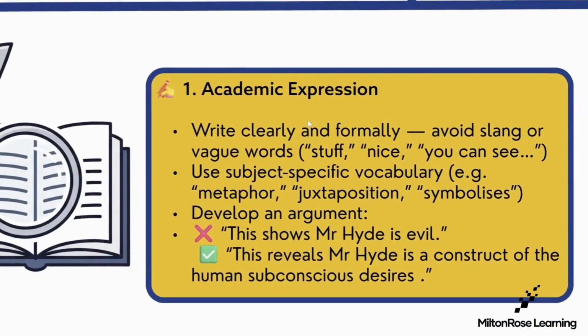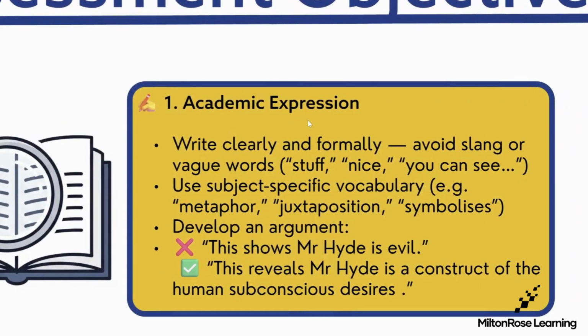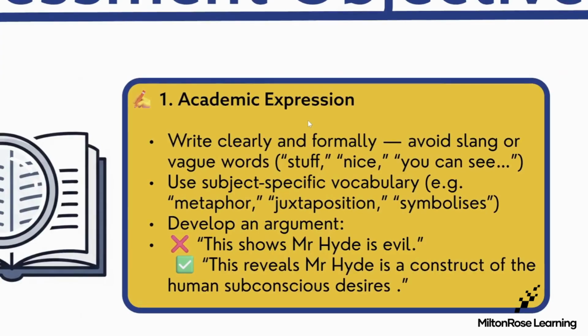Okay, so with Jekyll and Hyde, they're going to look first off in your essays at your academic expression. So write clearly, write formally, write in posh language if you can, although not too posh, and use subject vocabulary. You're writing an English essay, so we want to see those English terms. We want to see adjectives. We want to see juxtaposition. I want to see symbolism. I want to see Gothic conventions. It should sound like you know what you're talking about, okay? And then use that advanced language to develop your arguments, okay?